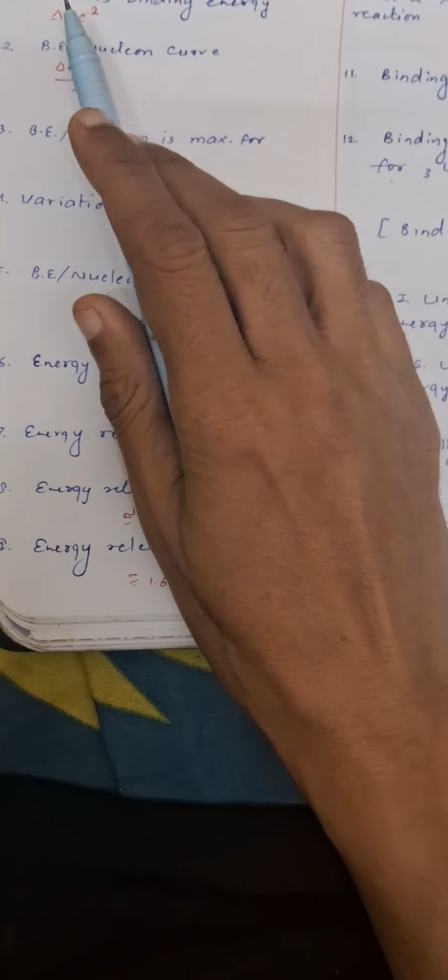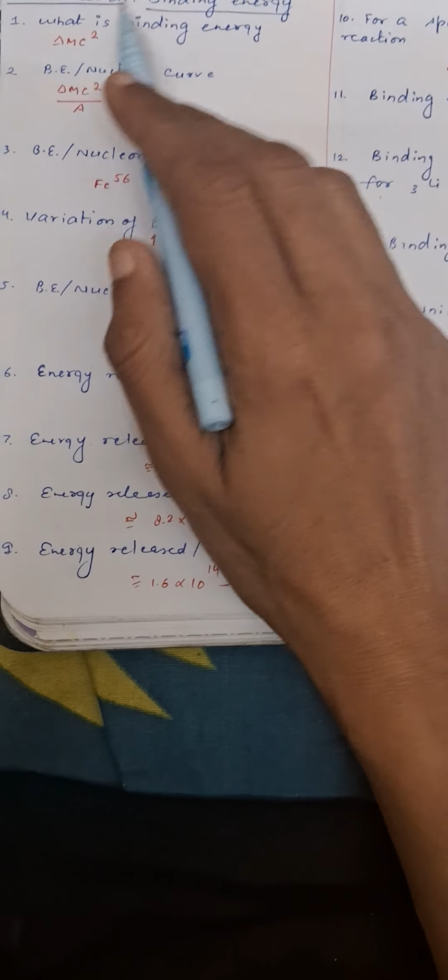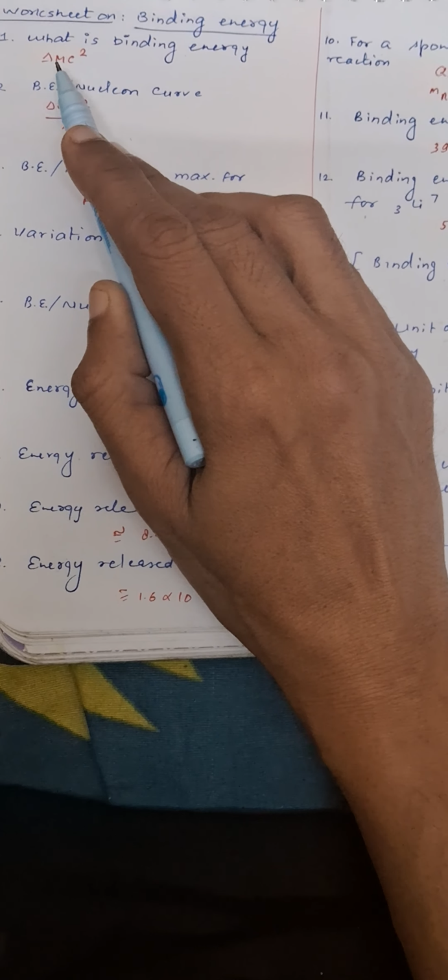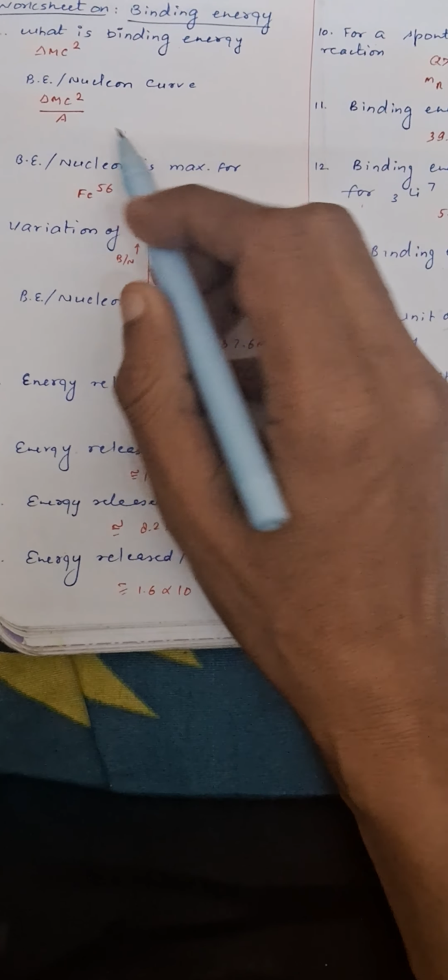So, here is the worksheet on binding energy. The first question is: what is binding energy? Binding energy is Δm c², where Δm is the mass defect of nucleons.